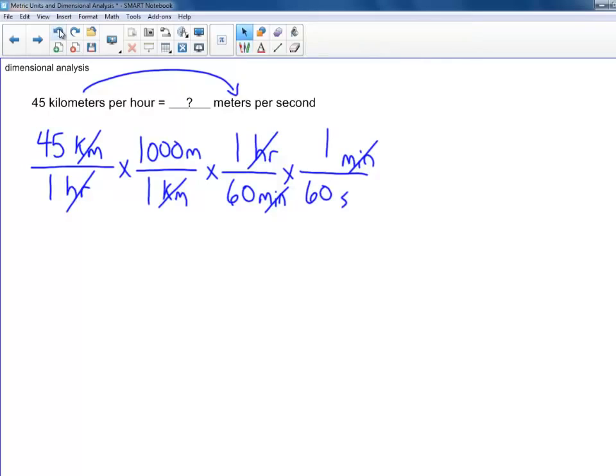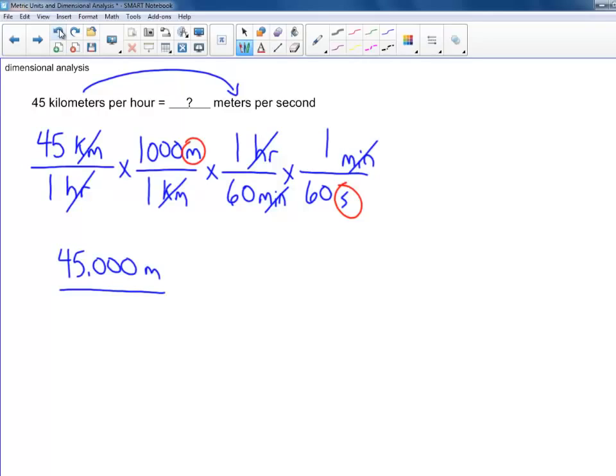And so if I look now, I have meters and I have seconds, and they're in the right places for meters per second. And so now all I really have to do is the math. And so I'm going to go ahead and multiply everything on the top, and that would be 45 times 1,000. And so that's pretty easy. It's 45,000 meters. And then everything on the bottom gets multiplied. And so 60 times 60 would be 3,600 seconds.